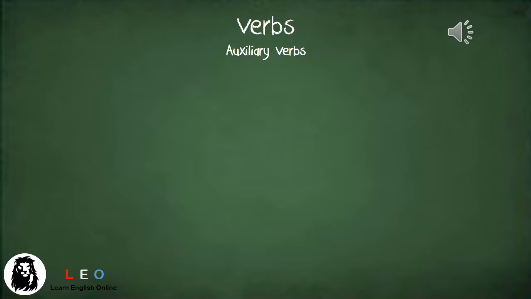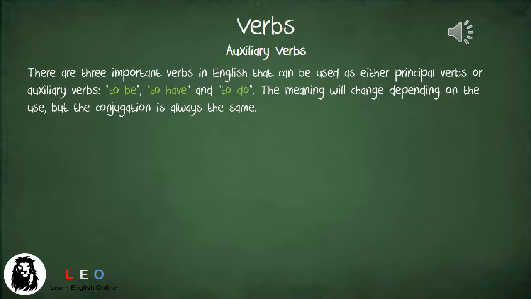Now let's review the auxiliary verbs. There are three important verbs in English that can be used as either principal verbs or auxiliary verbs: to be, to have, and to do. The meaning will change depending on the use, but the conjugation is always the same.